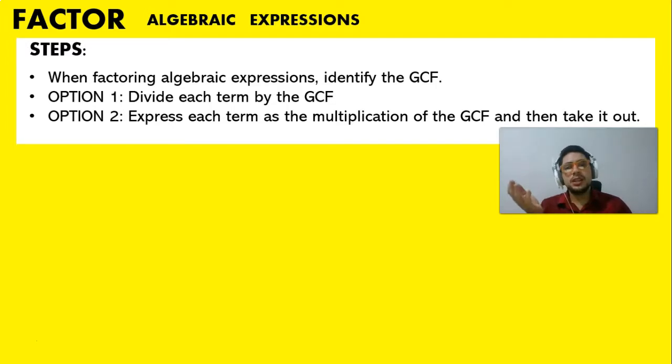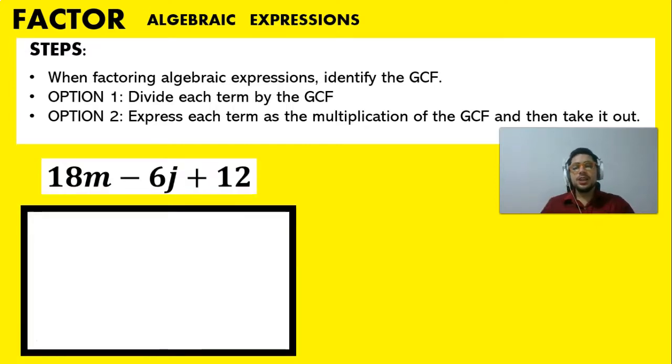Option 1 is to divide each term by the greatest common factor, or express each term as the multiplication of the greatest common factor and then take it out. And I will be doing both options to solve each problem today. So let's begin. In the first case, we have 18m minus 6j plus 12, right?